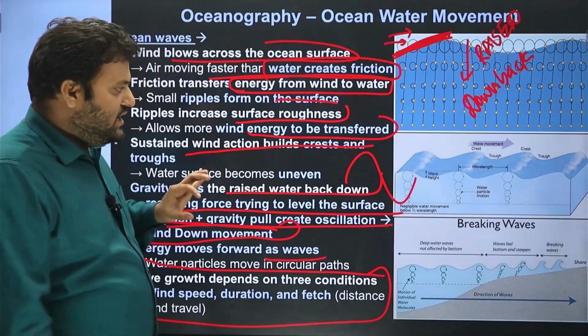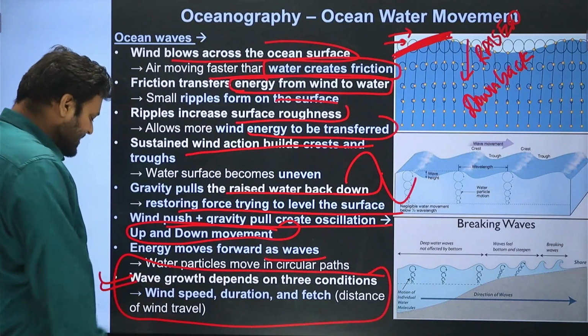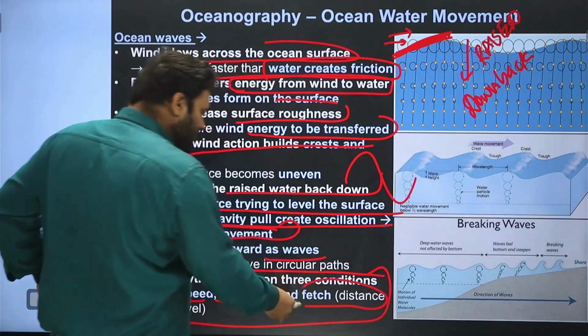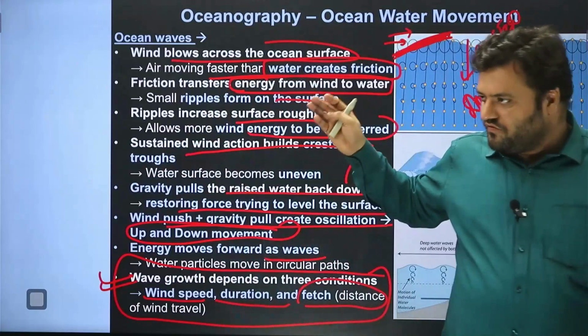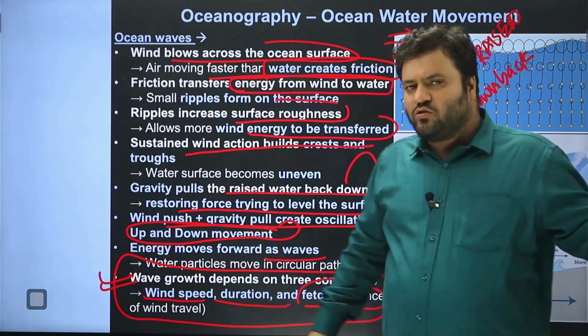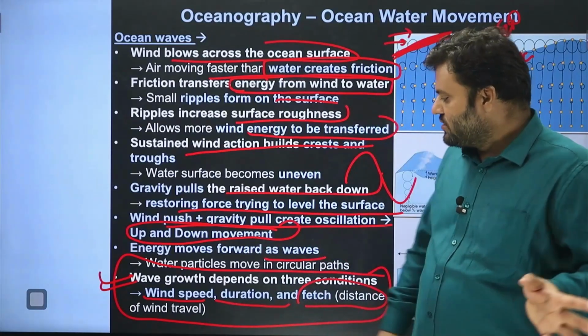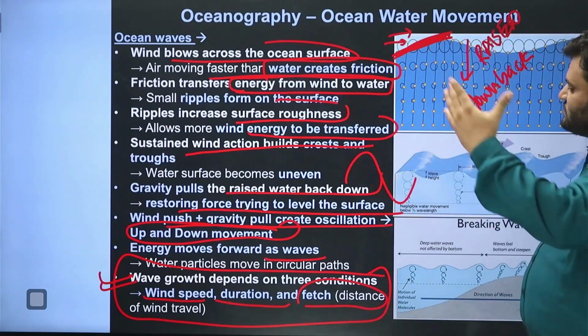So this wavelength or this height, the significance, would be derived from wind speed, duration, and yes, fetch. Fetch means the distance of wind travel, or you can say the open sea. The more the fetch, the more the wind speed would be, and the more the wind speed, the more the upsurge or raised water would be.